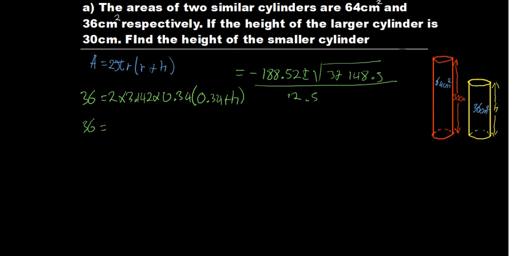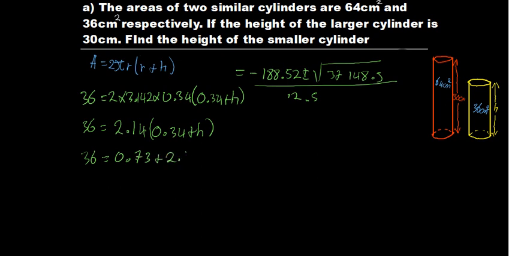So from this, 36 equals 2 multiplied by 3.142 multiplied by 0.34. What you're going to get is 2.14. Then we have 0.34 here plus height. So we multiply that by 0.34 as well as by the h. So we have 36 equals 0.73 plus 2.14h.